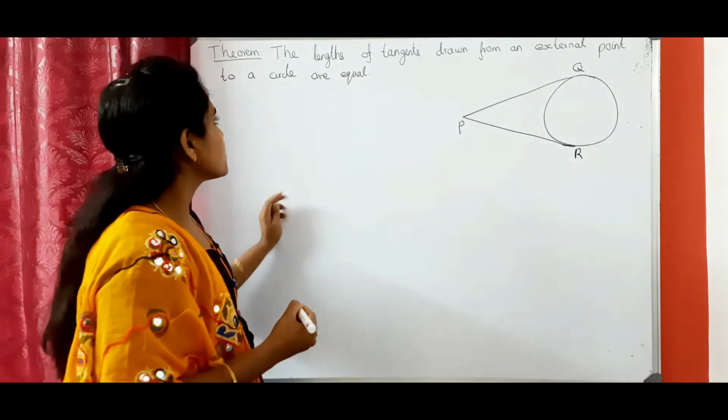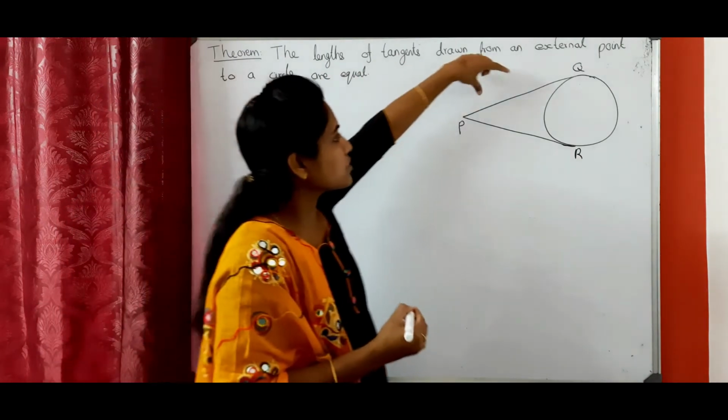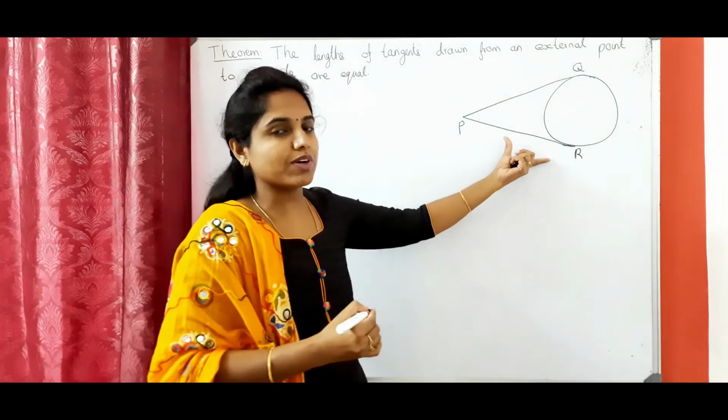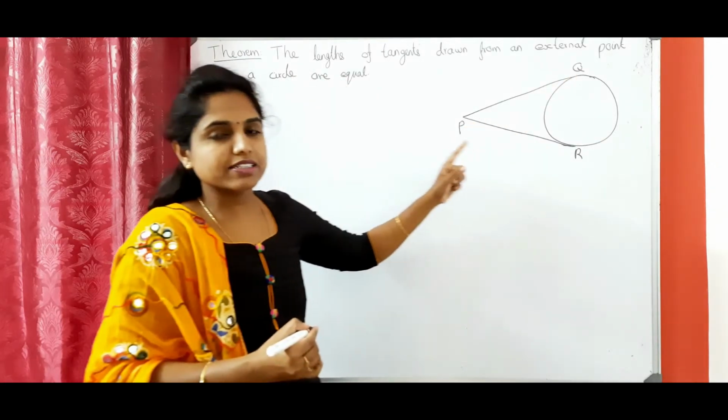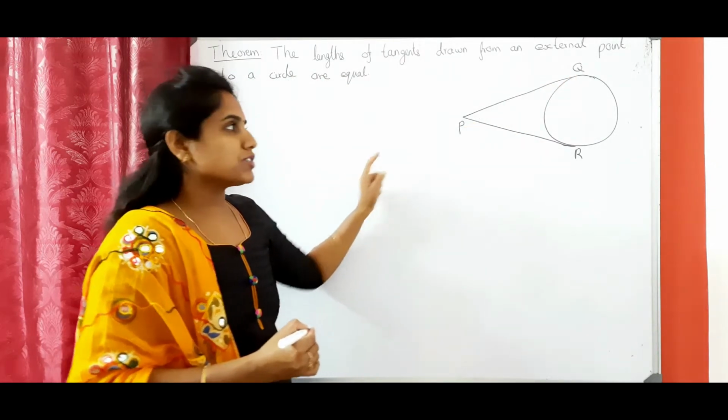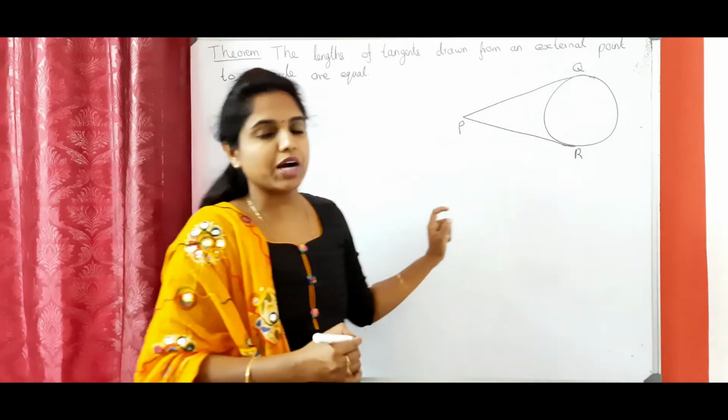So what we need to prove is that the lengths of these two tangents are equal. What are the lengths of the tangents? PQ and PR. These are the two tangents, right? These two tangents are equal. We have to prove that.